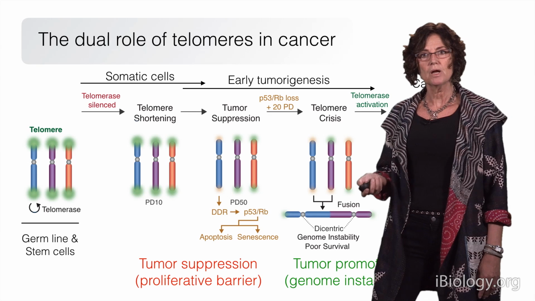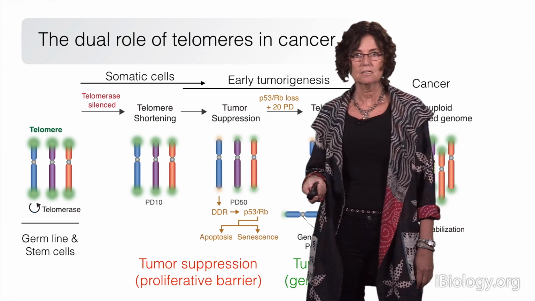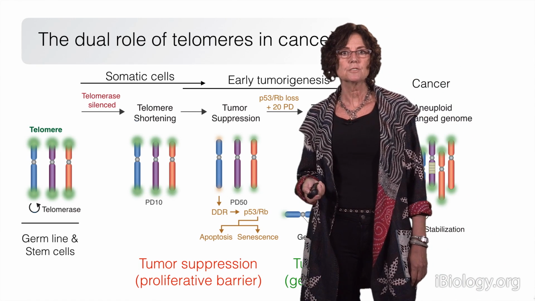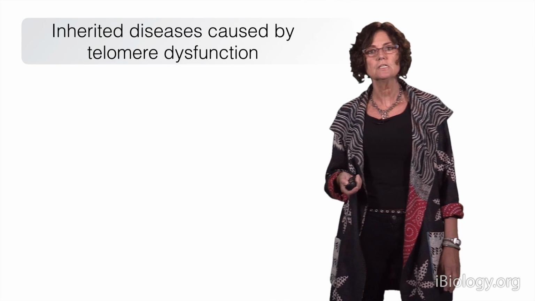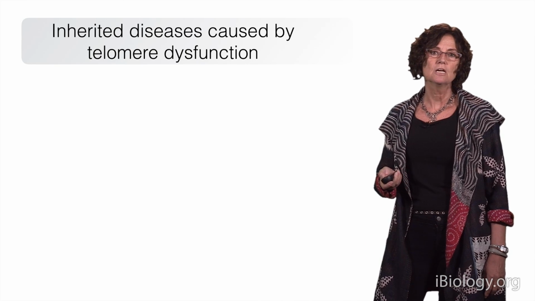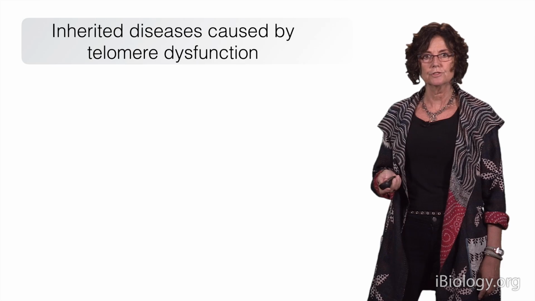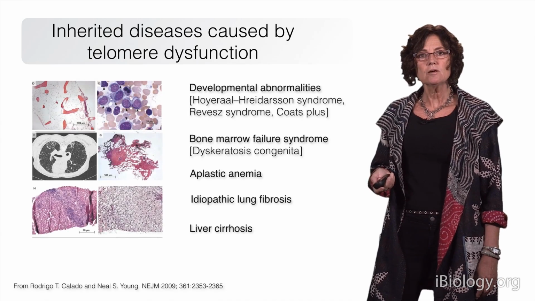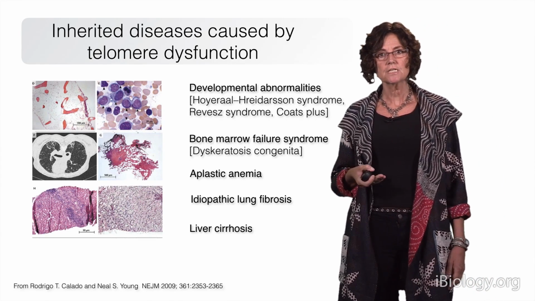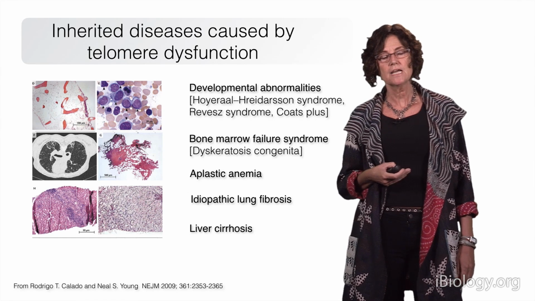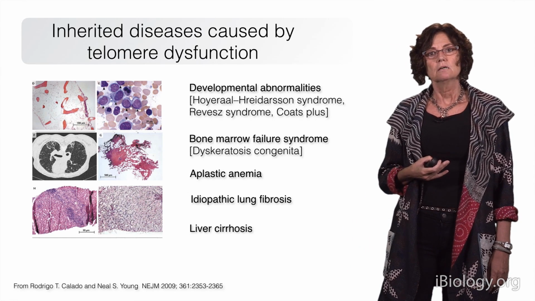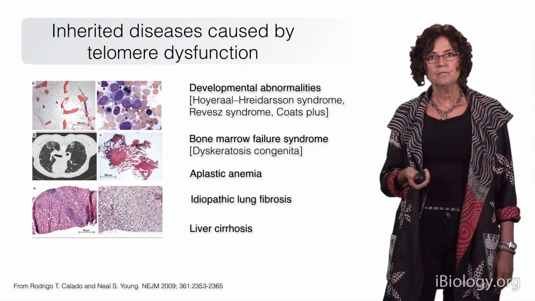Now, this is one aspect of telomere biology in human disease. I want to end by talking about a second disease-relevant aspect of telomeres. And those are the inherited diseases that are caused by telomere dysfunction. It's now clear that there is a large set of diseases that are inherited that are due to short telomeres.